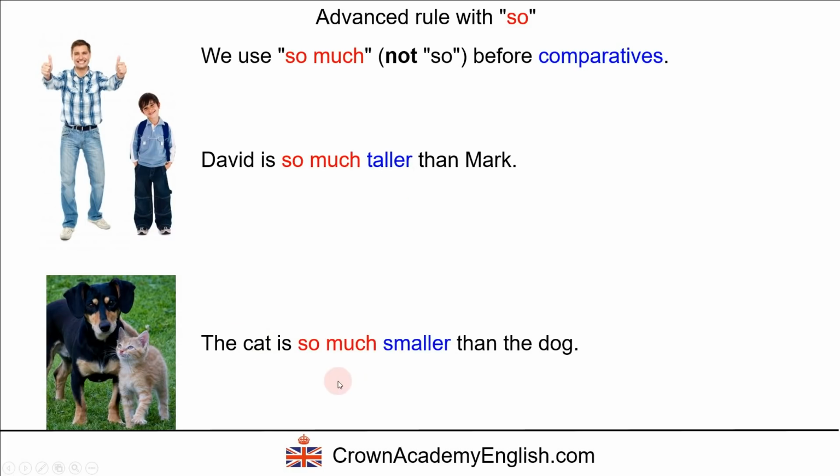The cat is so much smaller than the dog. Okay, the cat is so much smaller than the dog. So we have so much, followed by the comparative smaller. So a comparative is a type of adjective. Okay, it's a type of adjective.